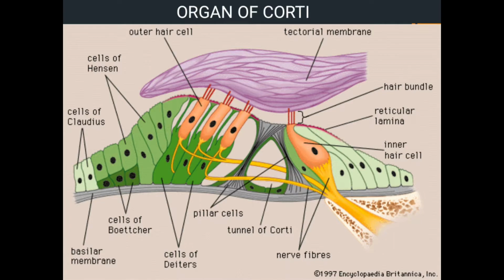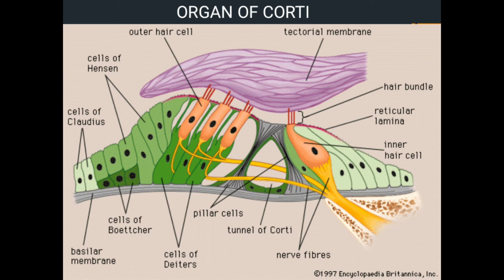The organ of Corti is a specialized structure situated on the basilar membrane, and it contains the hair cells, which are the receptors for hearing. So hair cells are the receptors for hearing, situated in the organ of Corti, which is located in the cochlea of the inner ear. When the sound waves reach the organ of Corti, the receptors act as a transducer to convert the mechanical sound energy into action potentials in the cochlear nerve.